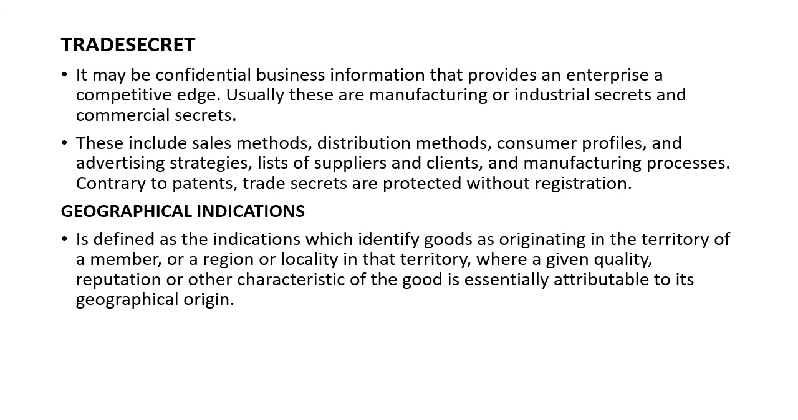Okay, the first one is trade secret. I'm not going into much detail. The trade secret may be a confidential business information that provides an enterprise a competitive edge. Usually, these are manufacturing or industrial secrets and commercial secrets. These include sales method, distribution method, consumer profiles and the advertising strategies, list of suppliers and clients, and the manufacturing process, etc. So contrary to patent, the trade secrets are protected without a registration because it's a secret. No one outside the firm, someone who is not the creator, knows about the trade secret.